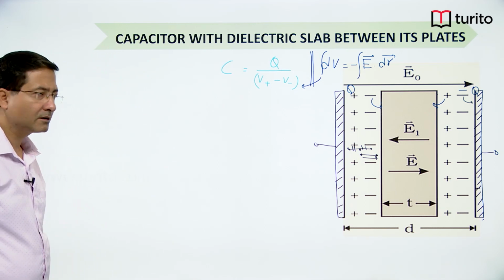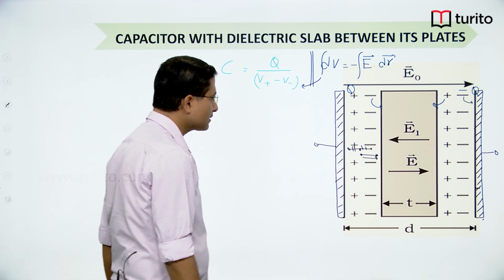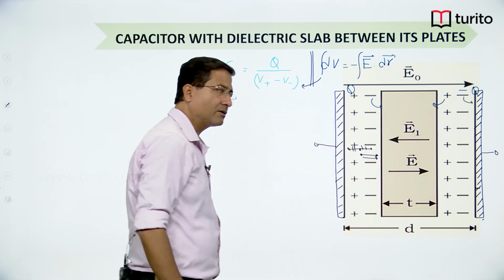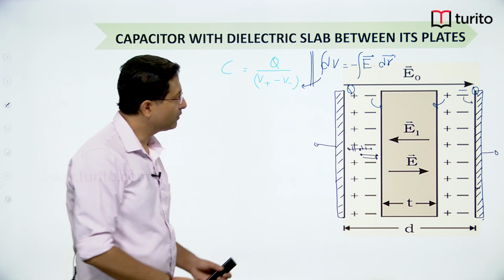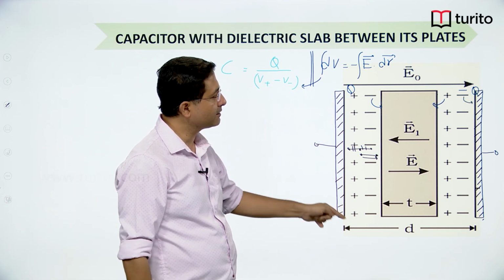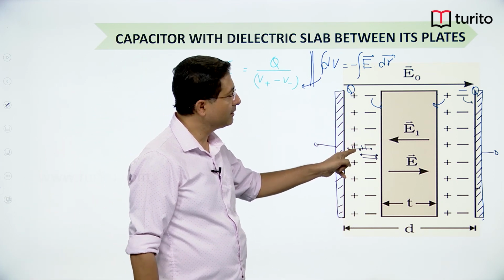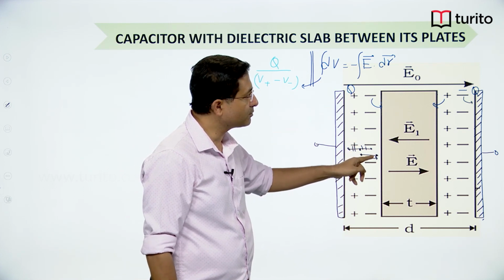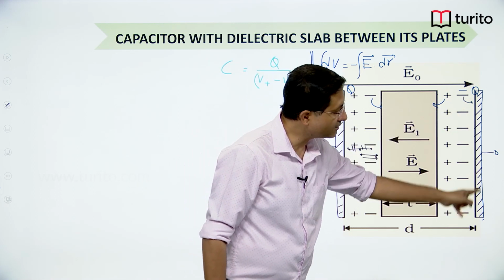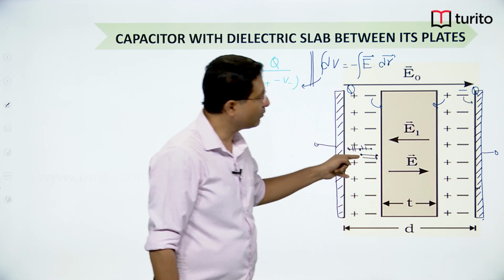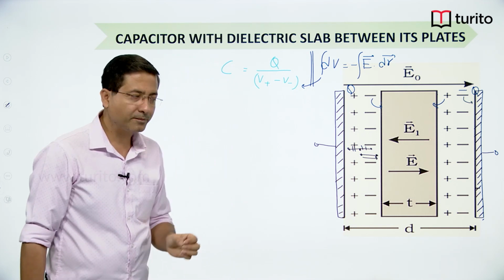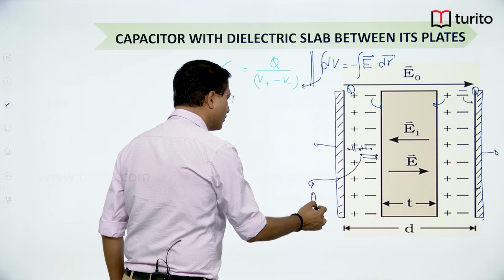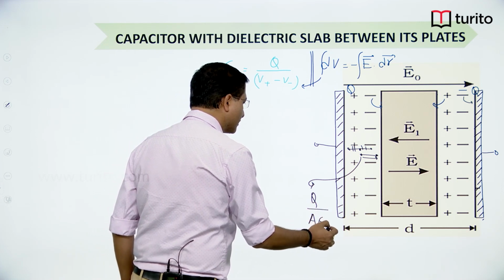That means the field just outside is only because of the charge on the inner plate of the capacitor. So if the charge here is Q and the surface area of this plate is A, then the field is given by Q upon 2 epsilon naught. Because of this positive charge, Q upon 2 epsilon naught, and because of this negative charge, Q upon 2 epsilon naught, the net field will be Q upon A epsilon naught.